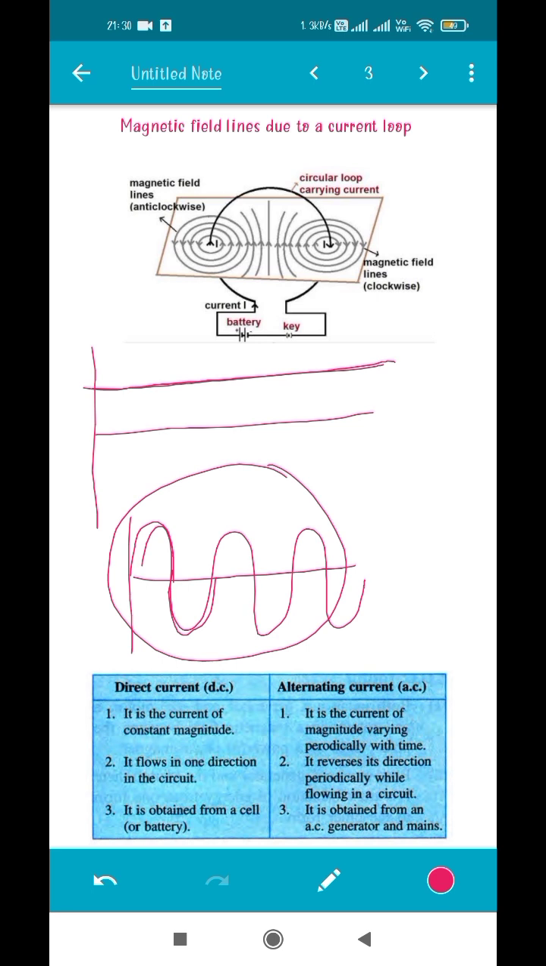DC is obtained from a cell or a battery, the normal cell, the battery which we use in our day-to-day life in remotes and all. So DC current is obtained from such a cell. But alternating current is obtained from the AC generator. I think we all have heard about the AC generator, the generator which was used extensively in marriage parties and all in the olden times. And also the mains in our house, the kWh meter. From there also we can obtain alternating current.